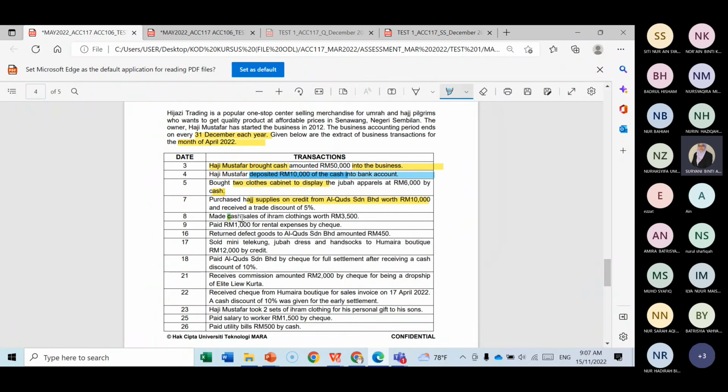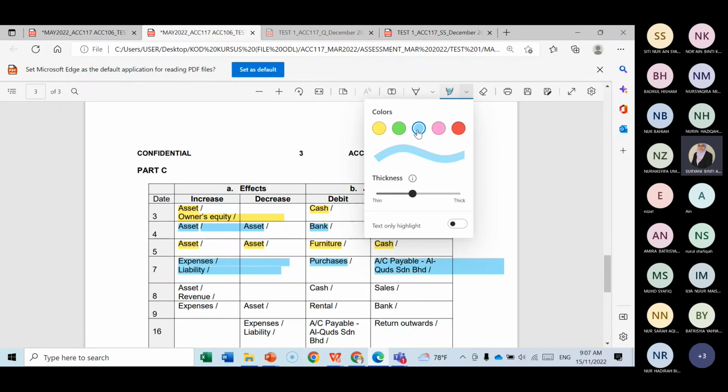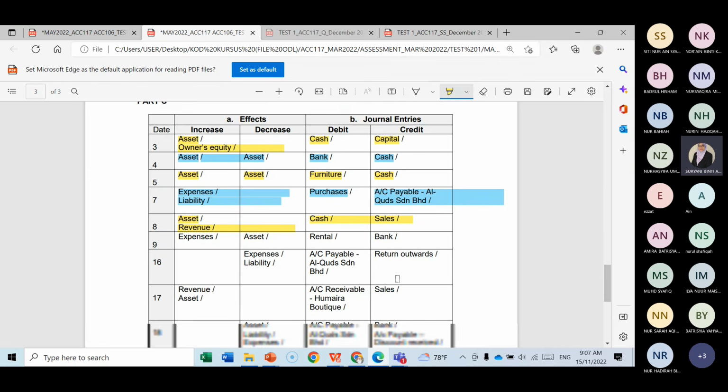Should be increase in revenue, class, because you made a sales. It should be increase in your revenue, and at the same time, you receive cash, so there will be increase in your asset. So increase in asset, increase in revenue because you made the sales on cash. Increase in asset, you will debit cash account, and increase in revenue, you will credit the sales account.